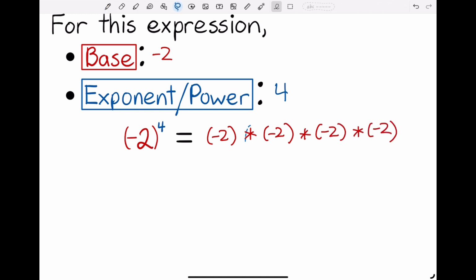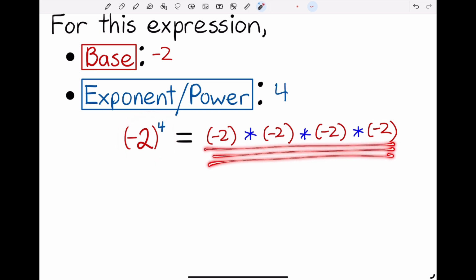And let's color the multiplication operators in a different color. So let's do that. And there we have it. We have just expanded negative 2 to the fourth power as multiplying 4 negative 2's together. And we are done.